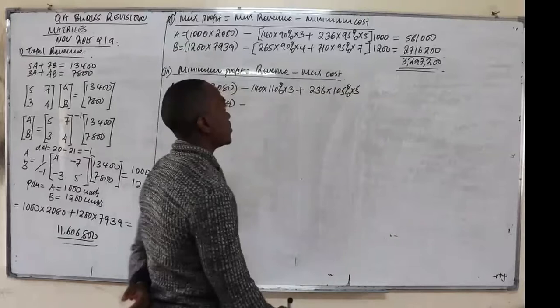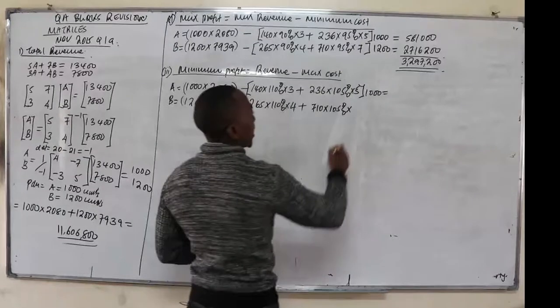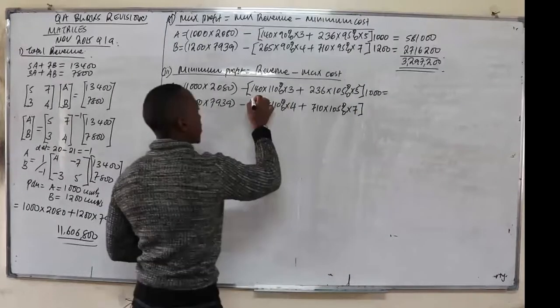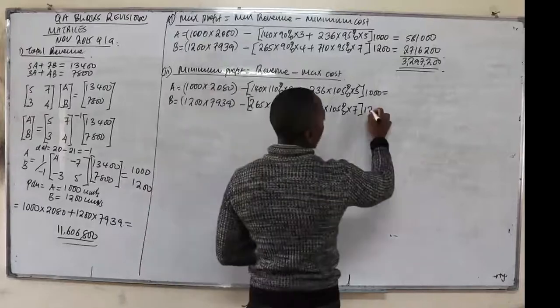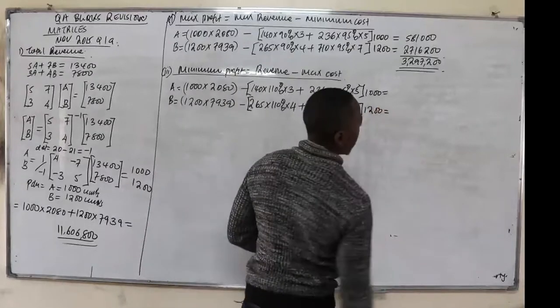You take 265, you multiply by 110%, you multiply by 4, plus, for material cost, the price is 710, then you expect it to rise by 5%, so you multiply by 105%. To make 1 unit, you require 7 kilograms. So you get the cost per 1 unit. And the production for B, you're producing 1,200 units. So what do you get?